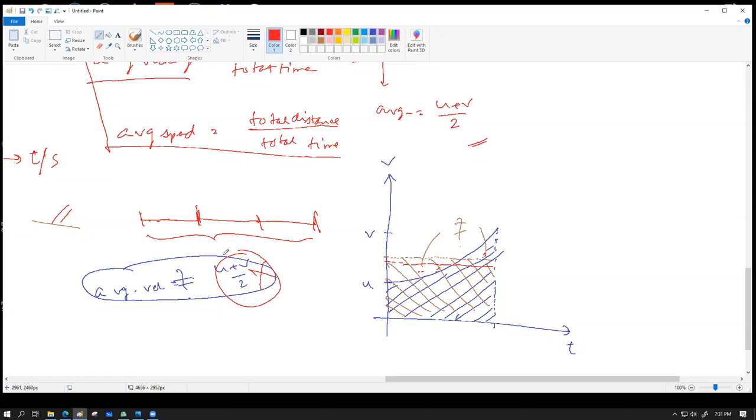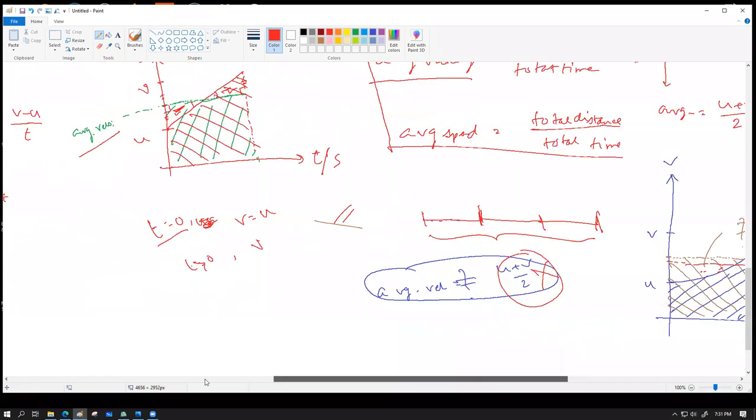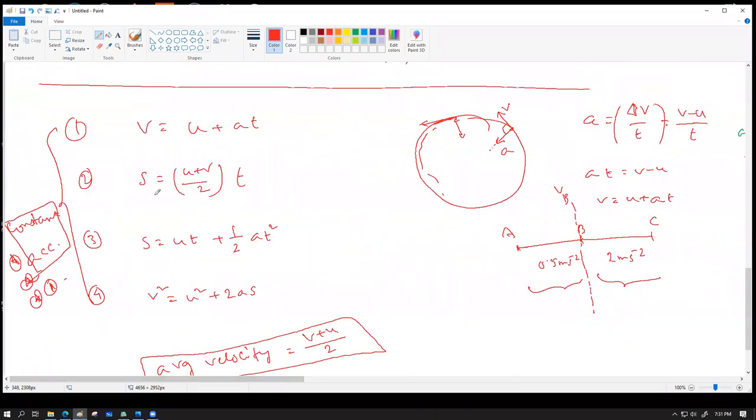Yes, sir. So this is exactly where this second equation comes in. The second equation gives you s equals u plus v divided by 2 into t, which is basically total displacement equals average velocity into time, applicable only for the constant acceleration case. Did you understand, sir? Yes, sir. Is this clear to everyone? Yes, sir.